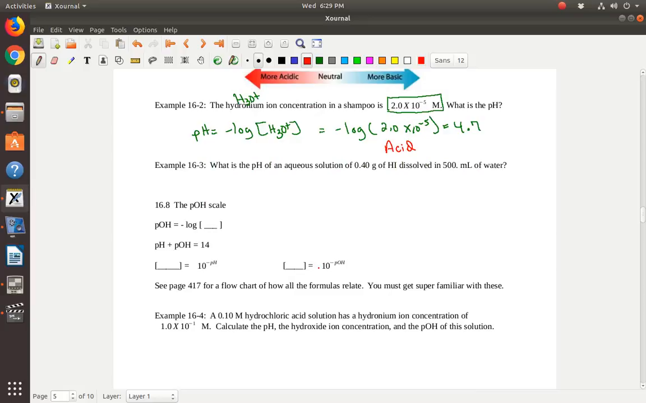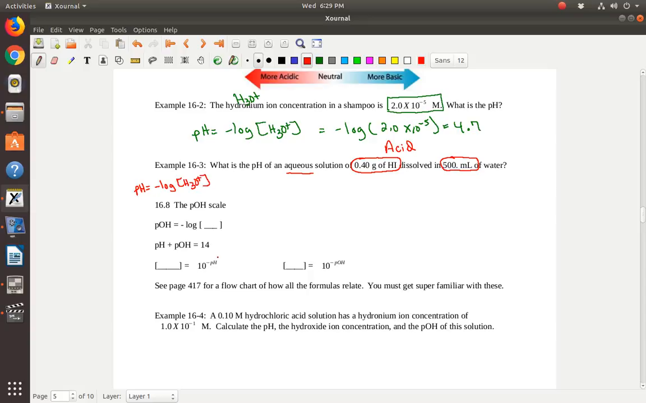Alright, so let's keep going. Remember, all the formulas that I'm using will be on your reference sheet, and you will use them easily. This will become something that's not too hard to read at all. What is the pH of an aqueous solution that has 4.4 grams of hydrogen iodide dissolved in 500 milliliters of water? Now, pH is the negative logarithm of the hydronium ion concentration.